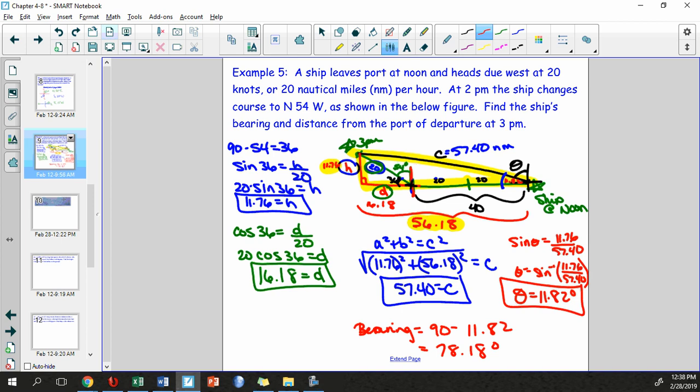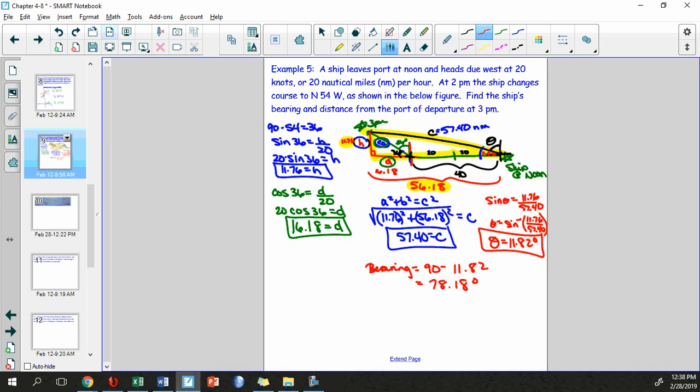Now, tell me, what's the actual bearing? How would you write that? Give me the directions. Because this is where we're at, and this is what I'm looking for. So how would I describe that? Very good. North, 78.18 degrees west.